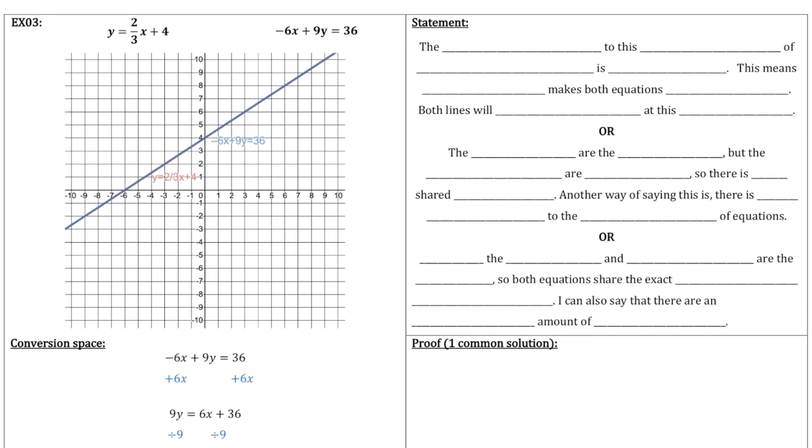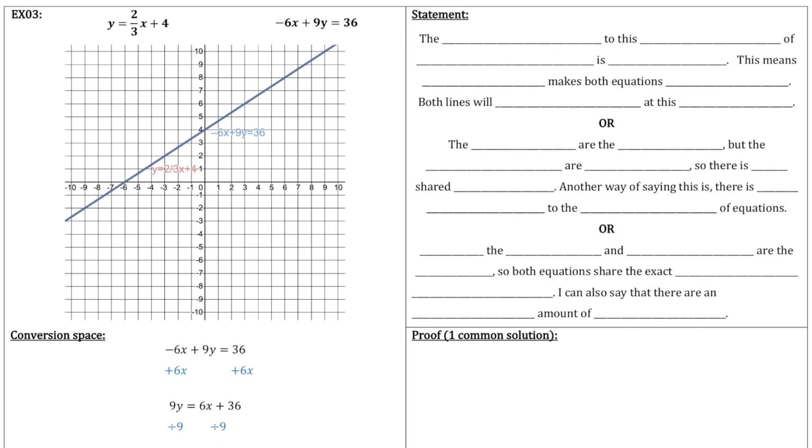All right, so this is example number 3. So we have y equals 2/3 x plus 4 and -6x plus 9y equals 36. We'll make this one the red one, and the -6x plus 9y equals 36 will be blue. As you can see, it looks a little strange here, because first you don't even see both lines. Well, sort of. We'll get to that.